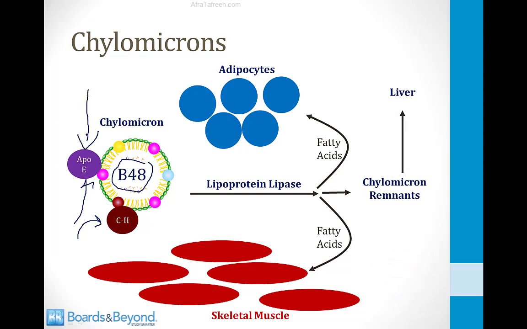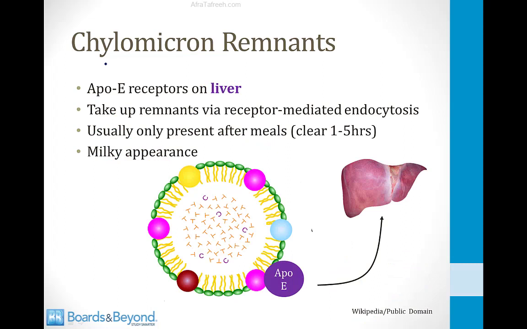A word on those chylomicron remnants. They have ApoE on their surface, and this is necessary because there are ApoE receptors on the liver, and the liver takes up the remnant particles by receptor-mediated endocytosis.